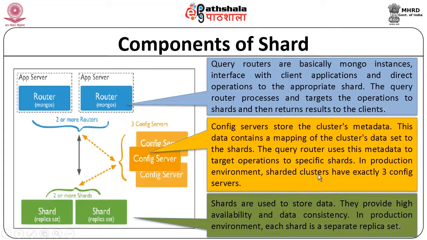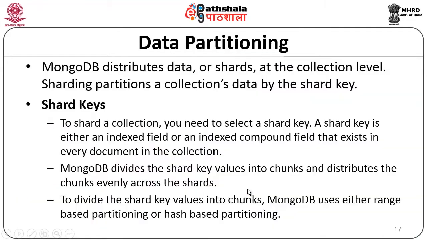The third and very important component is the shard. Shards are the actual partitions which store the data. They provide high availability of the data and also data consistency. In a production environment, each shard is a separate replica set. So, when you take a look at this as a big picture, the query router, the config server and the shard put together help in data availability and making the data consistent, which are two important requirements of the CAP theorem.